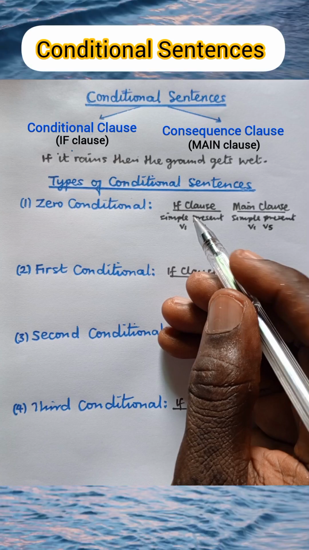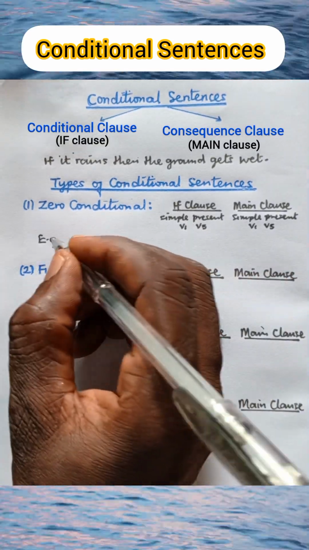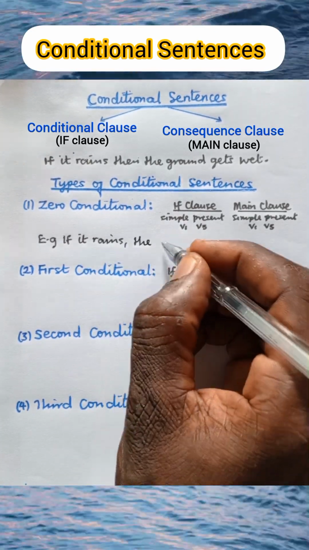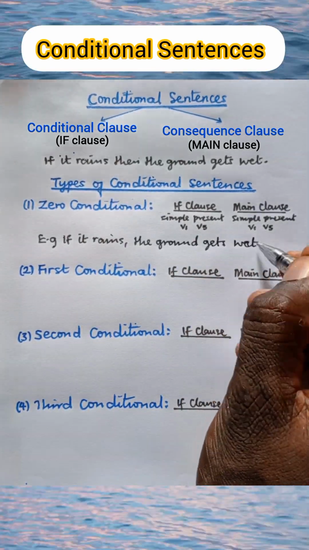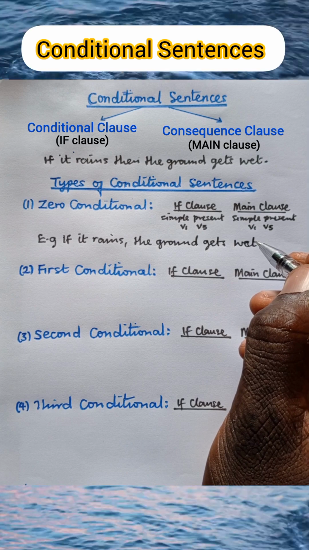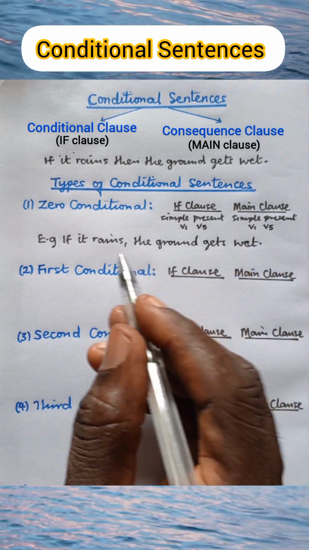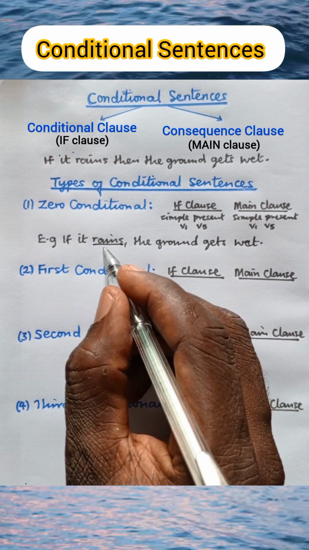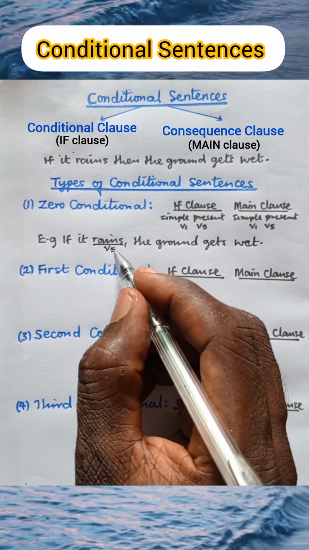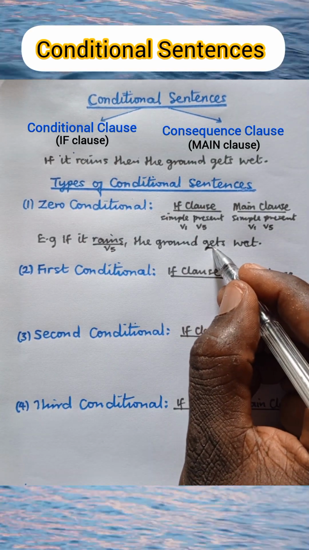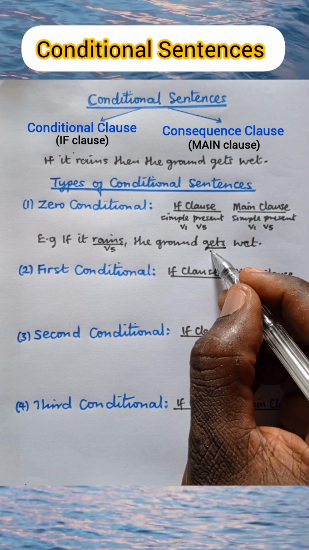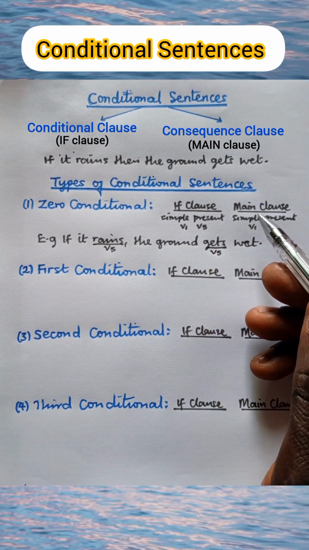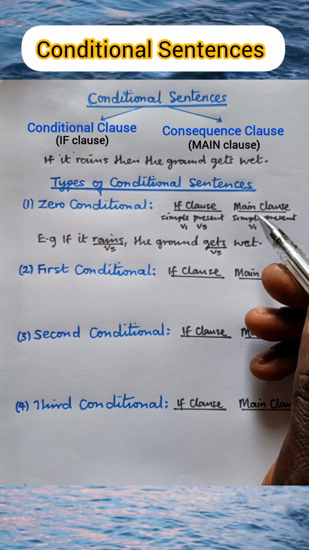Now, let us take an example of a zero conditional sentence. A good example is the one we have made earlier. If it rains, the ground gets wet. This is an example of a zero conditional sentence. Let's look at the if clause. The verb in the if clause is simple present; rains is a V5. You notice also that the verb in the main clause is also simple present; gets is also a V5. So both the if clause and the main clause usually contain simple present tense verbs.